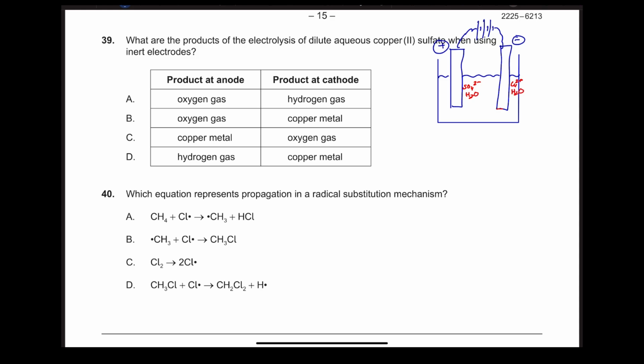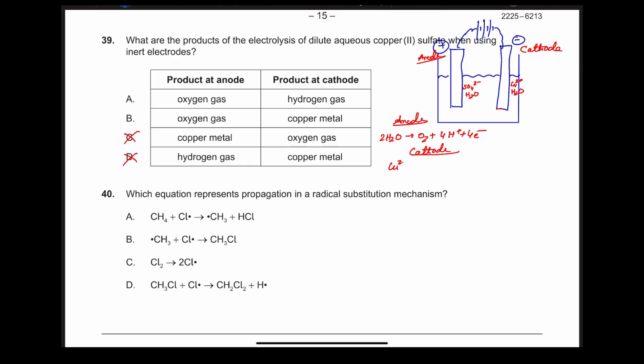Now for the positive terminal, there is no competition, right? Because SO4 2- is a complex ion. So basically, H2O will be converted to oxygen plus 4H+ plus 4 electrons. So this is oxidation. At the anode, oxygen gas will be produced. So this is the anode reaction. The positive terminal is the anode, negative is the cathode, right? So we can eliminate option C and option D, because at the anode, O2 is produced. Now at the cathode, there will be a competition.